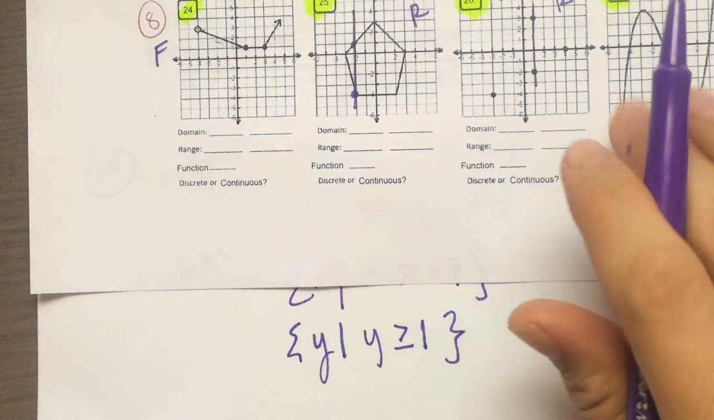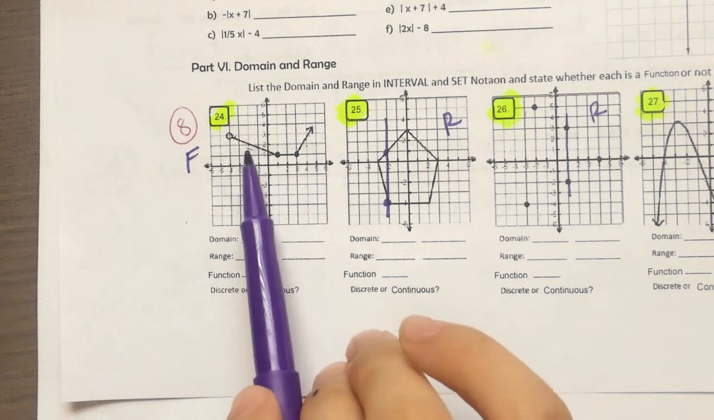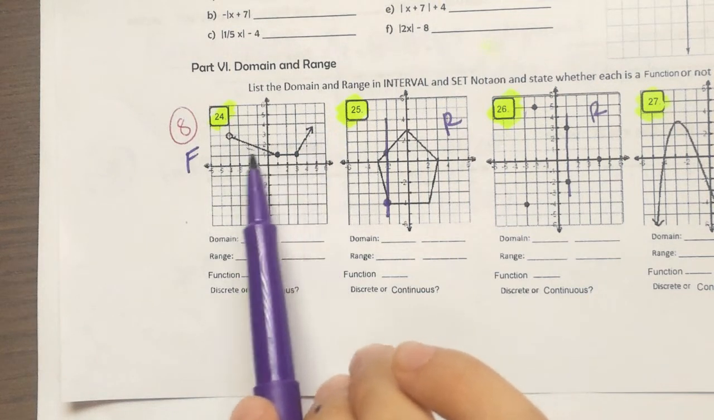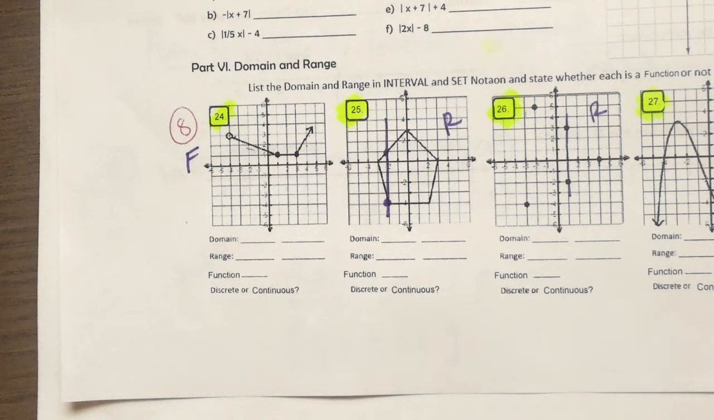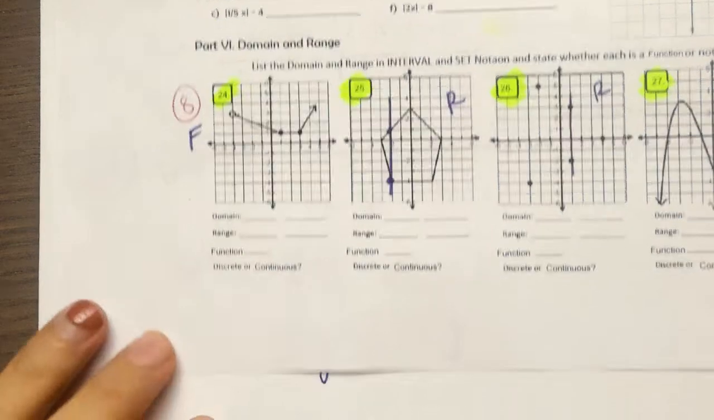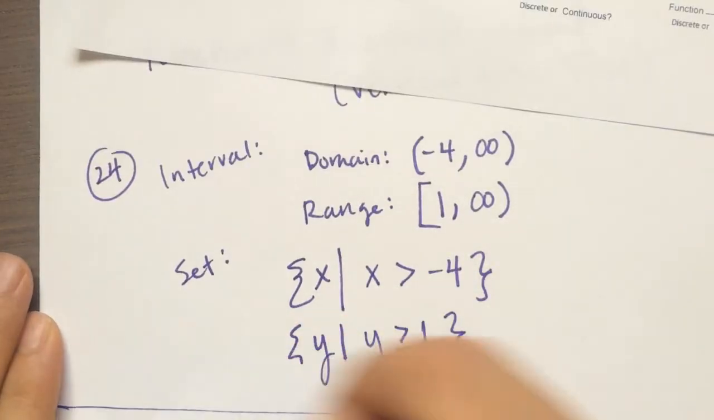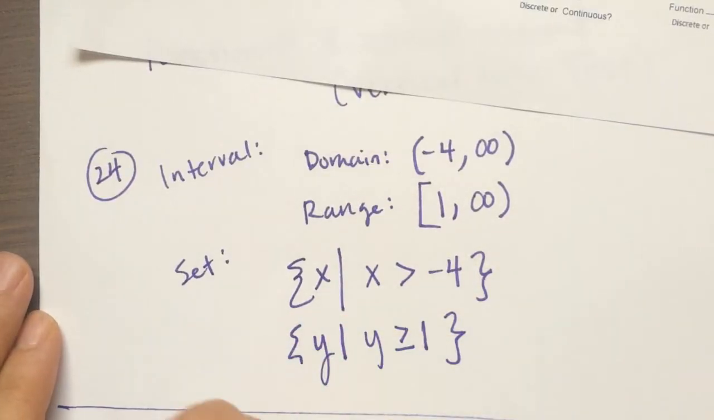Alright, so are they asking, is this function continuous? Are there any breaks or gaps? This function does not have any breaks. This function is continuous. Let's go to number 25.